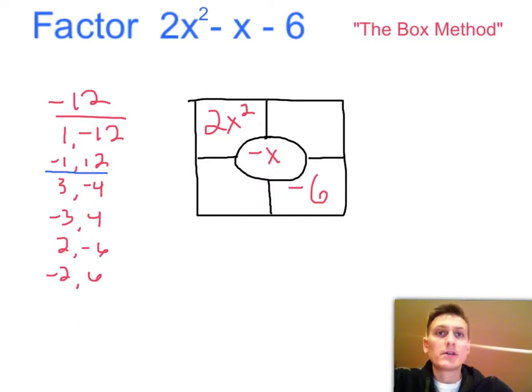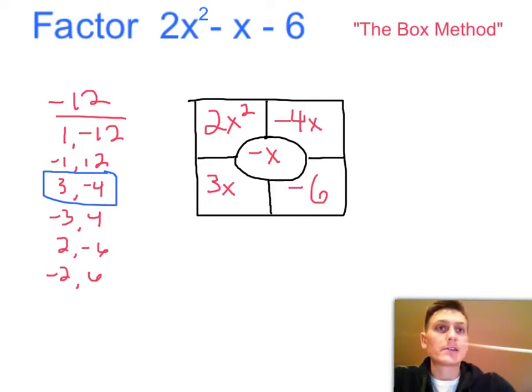If you look, 3 plus negative 4 is negative 1. So that's what we put in the other boxes. And again, it doesn't matter where you put those. Just remember to put those with the variable that we're using, which is x. So negative 4x and positive 3x. Now we look at the columns and rows. And again, like before, we factor out the greatest common factor from each column and each row.